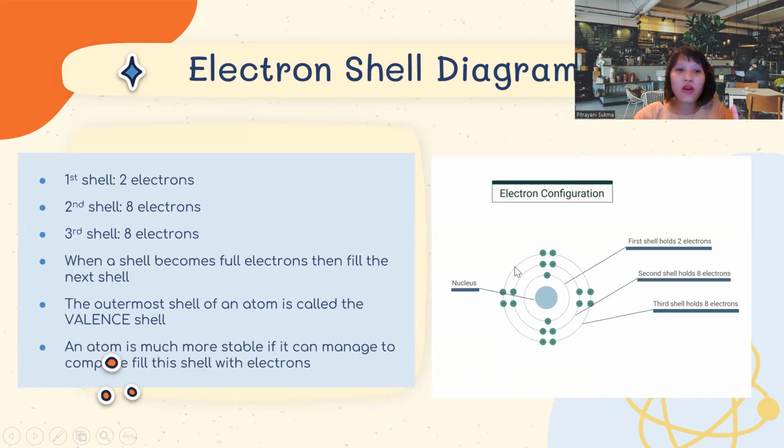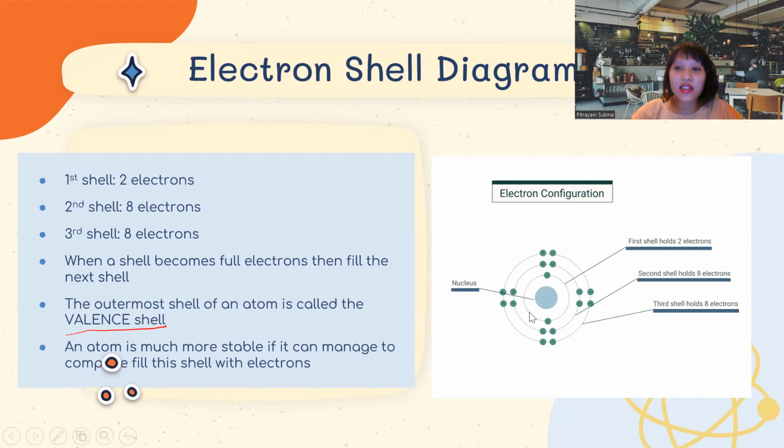So we know the term that we call the valence shell. What is the valence shell? The valence shell is the outermost shell of an atom. Why is it important? Because every atom wants to be stable. The atom will become more stable if it manages to fill the shell with electrons.